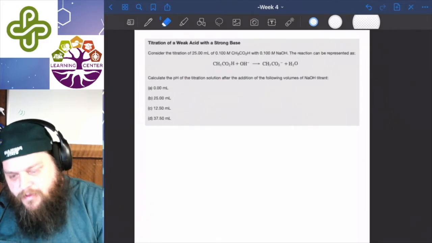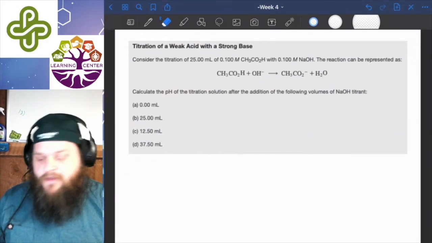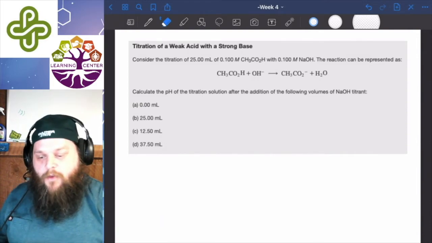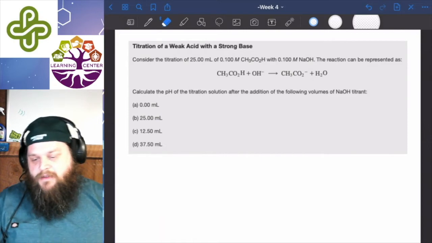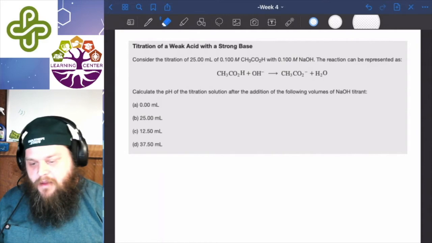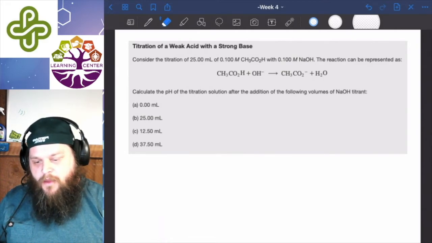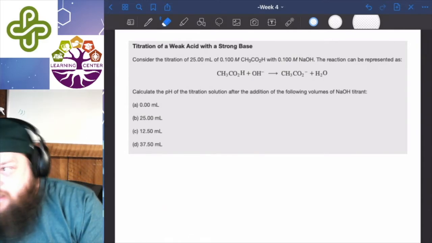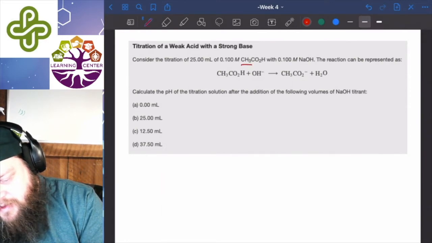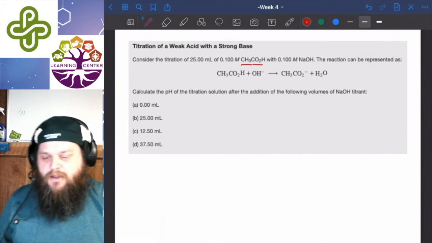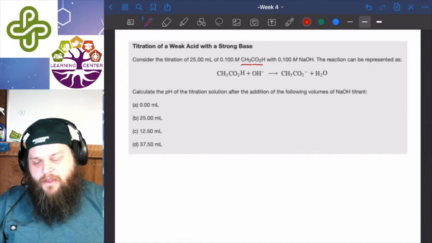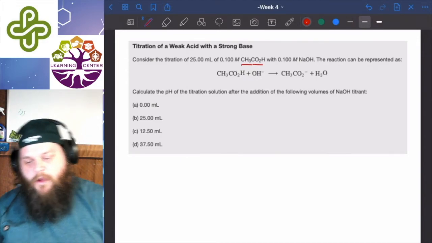I'm going to go for this one because we've got about 10 minutes left, so I think we can get through most of this. So this is a titration of a weak acid with a strong base. And we want to consider the titration of 25 milliliters of 0.1 molar of this compound here. This is acetic acid, I believe. It's CH3COOH. It's a carboxylic acid with a methyl group on there. And we are titrating that with 0.1 molar NaOH.